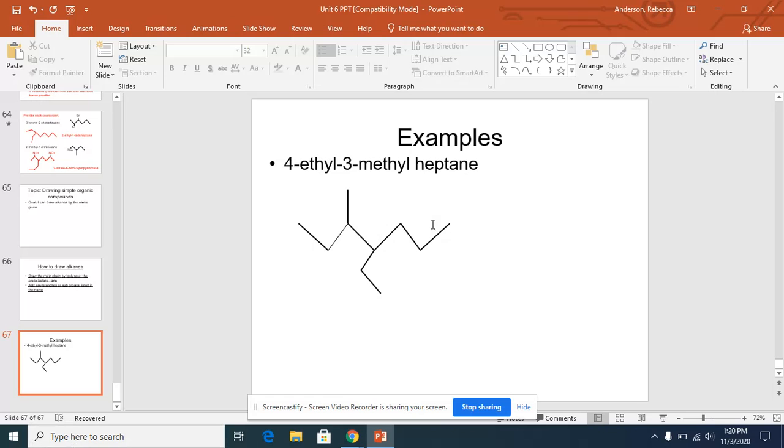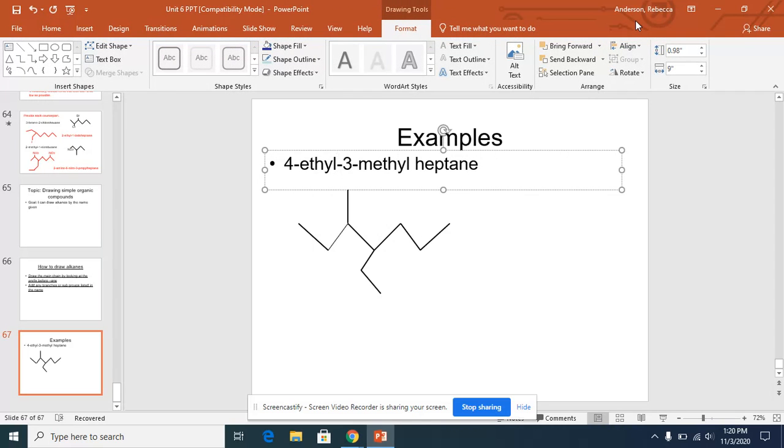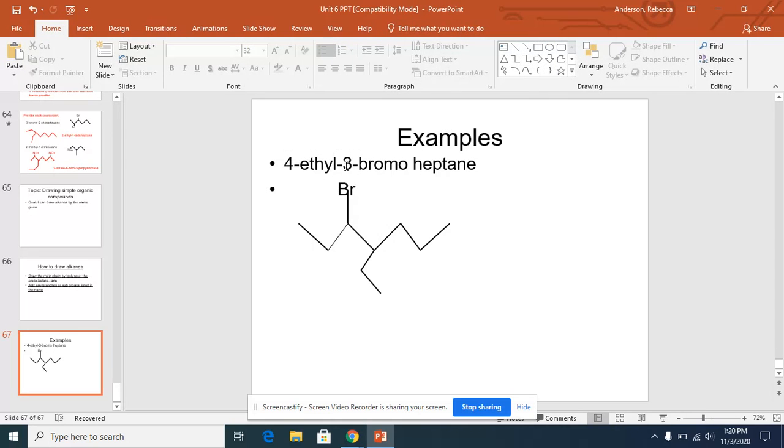So use this to figure out the long chain, and then you just draw the branches. Now if one of these said, let's do, if 3 was bromo, you would need to put Br right there at that chain. There we go, just like that. So if that was bromo, that's just telling you there would be a Br at that 3.